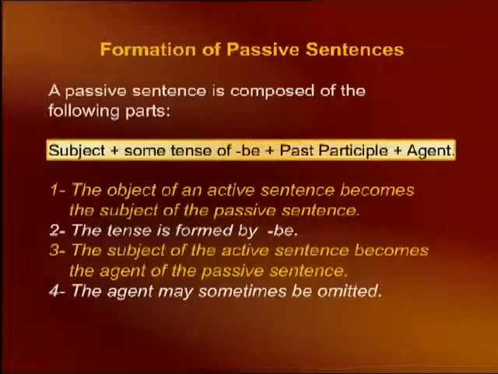Number 2, in the passive sentence, the tense is formed by the be form of the verb. Number 3, the subject of the active sentence becomes the agent of the passive sentence. And number 4, in a passive sentence, the agent or the doer of the action may sometimes be omitted. Now, it will all become clear if you look at the verb tenses in passive sentences.